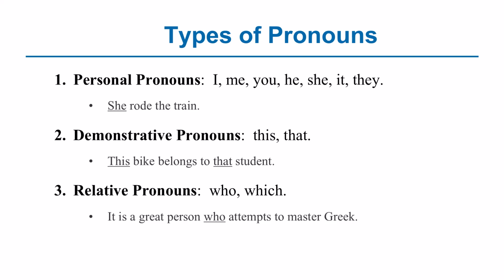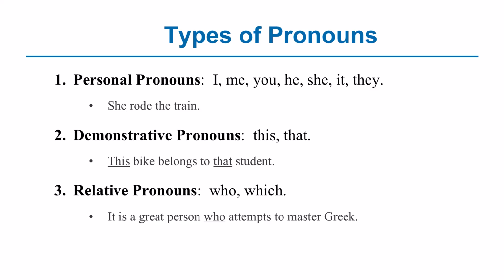And then we have demonstrative pronouns. Demonstrative pronouns are pronouns like this and that, where you say do this or do that. Those are demonstrative pronouns. For example, this bike belongs to that student. This and that in that sentence are demonstrative pronouns.